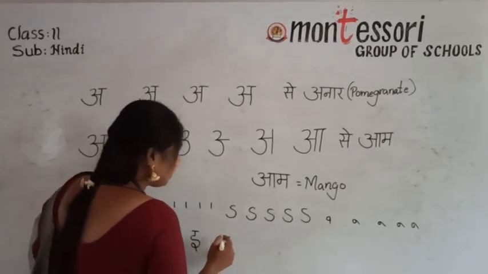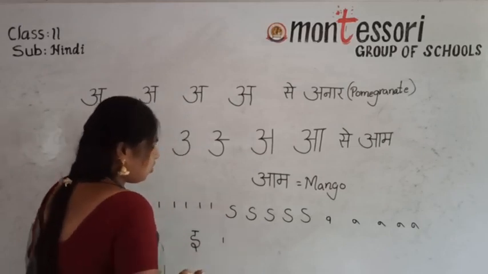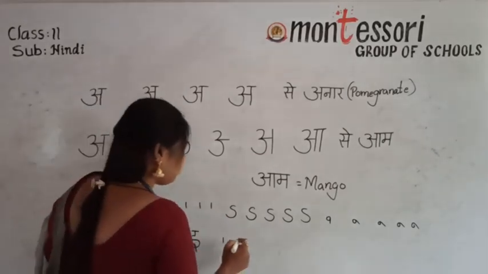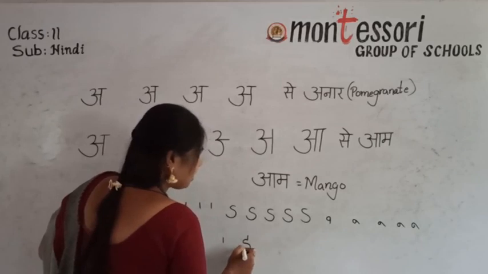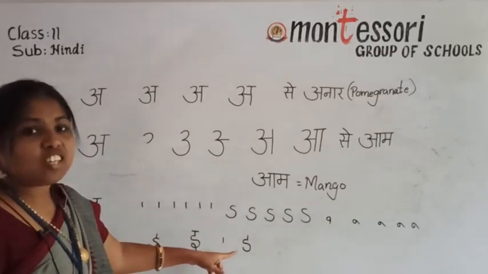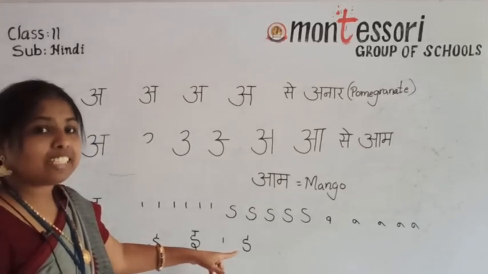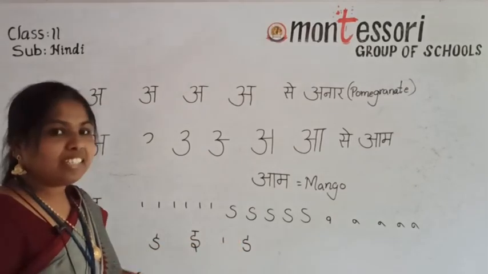Okay, afterwards, what you have to do? See, another step I am going to show. First write this one. After writing this, don't lift your pencil. Then write S. Understand, children? It is not a ka. It is not the Telugu ka letter. You have to write a small line and S.